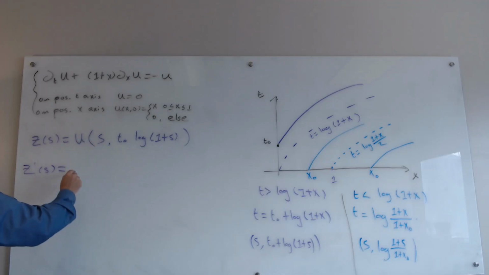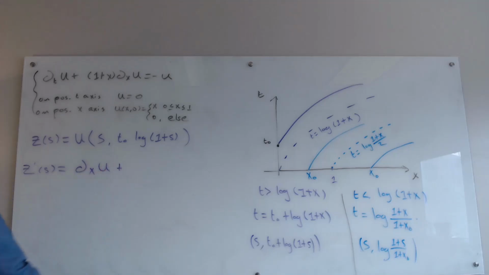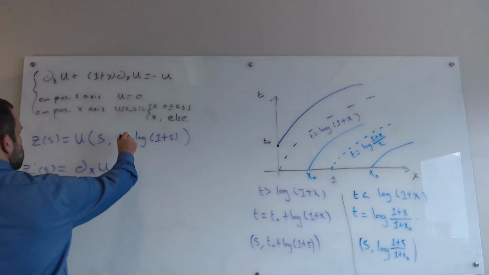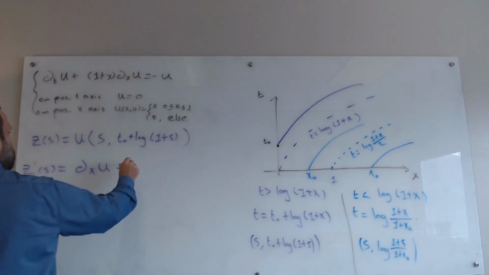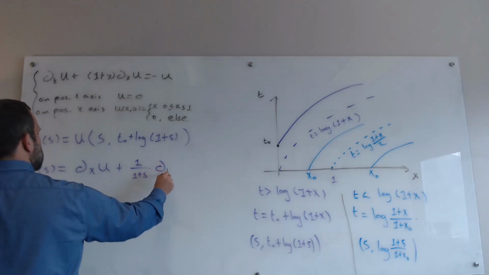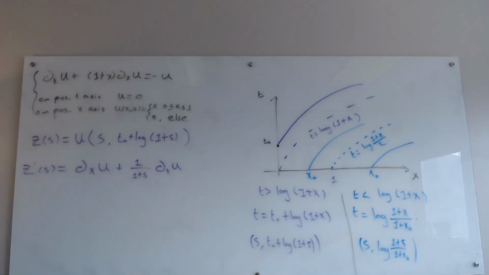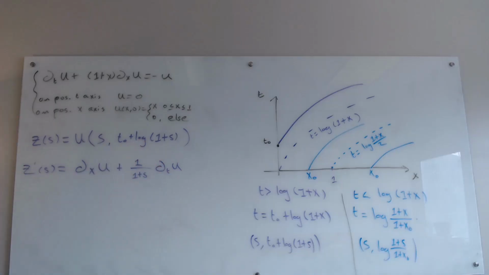Now if I take a derivative, z prime of s is going to be the derivative of that with respect to s, which is 1, times the x derivative of u. I can't write the argument, there's not enough room. And then plus, this is t naught plus, the derivative of this with respect to s, which is 1 over 1 plus s times the t derivative of u. And we've talked about this before, but the x derivative of u means take the derivative in the first component. The t derivative of u means take the derivative in the second component.